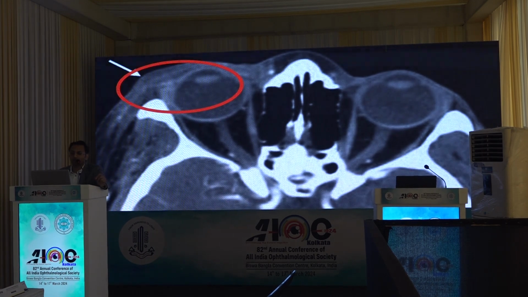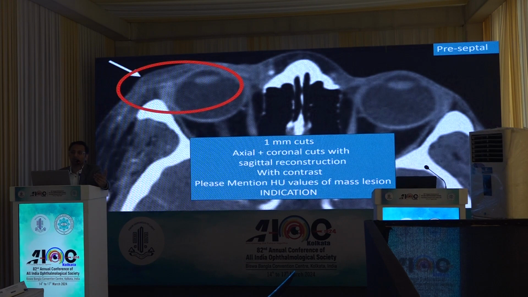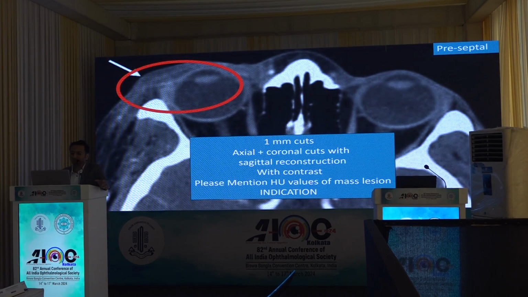Now one point I would like to highlight here is when you advise a CT scan, do write what you are advising it for. It's better that you mention everything every time, even if your radiologist is the same. It's 1 millimeter cuts, axial plus coronal sections, with sagittal reconstruction, with contrast, especially in cases of trauma, and please mention Hounsfield unit in case of mass, foreign body or whatever, if they find incidentally or you are suspecting, and do write the indication, what you want to look for. If you see RAPD, then do write that you are looking for optic nerve avulsion in this imaging.